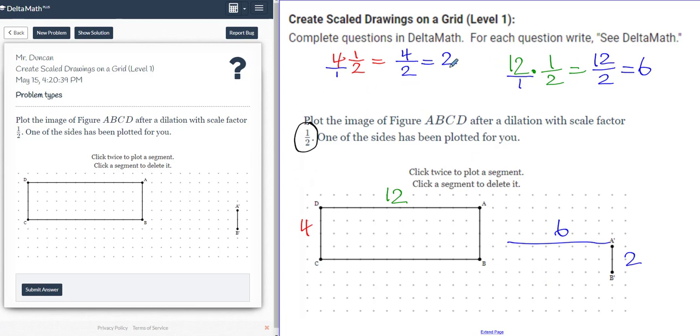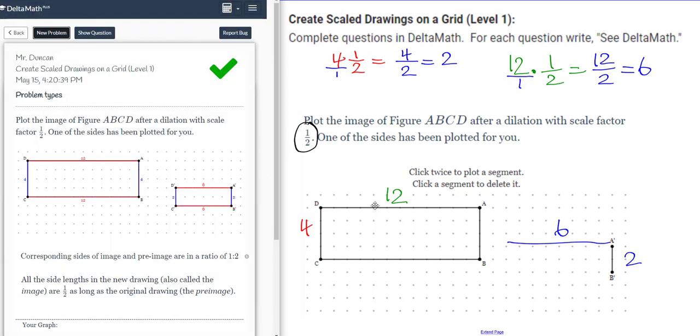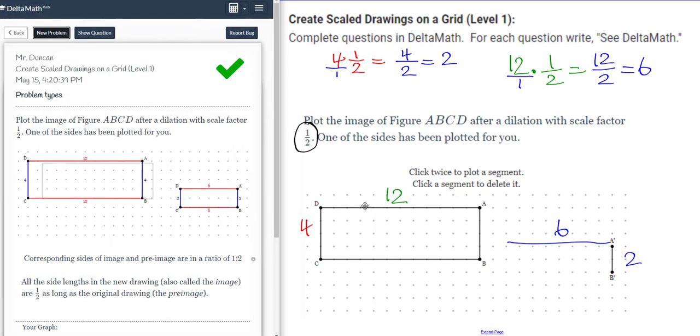Again, use the calculations if you need them, but otherwise I'm just going to be looking to see if you got this right in Delta Math. So let's come over here. This length should be 6. 1, 2, 3, 4, 5, 6. And then this one should also be 6, which means they're going to be the same length. And then 2. There you got it. Simple.